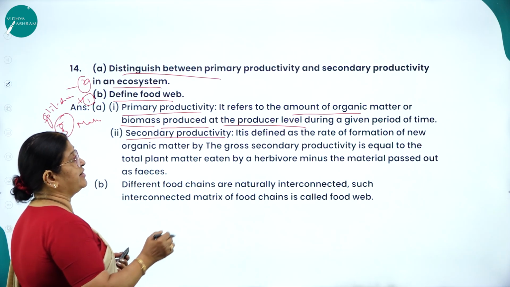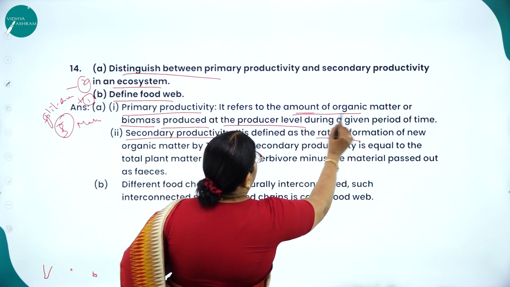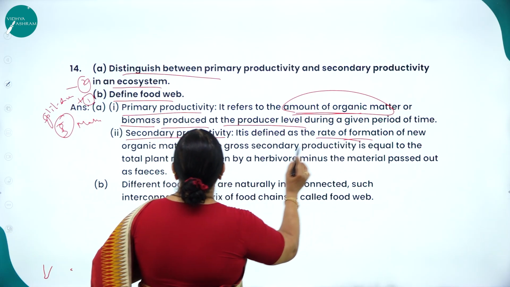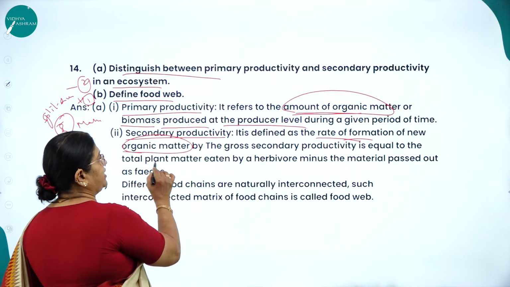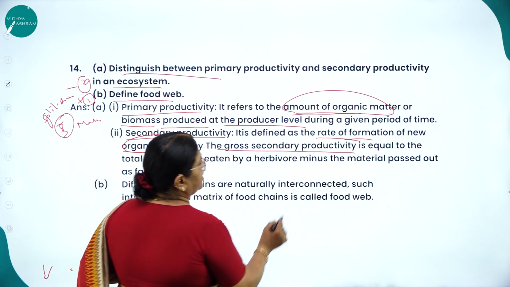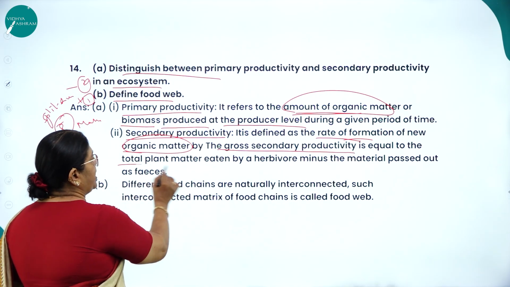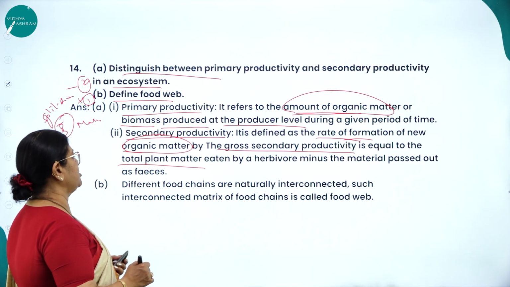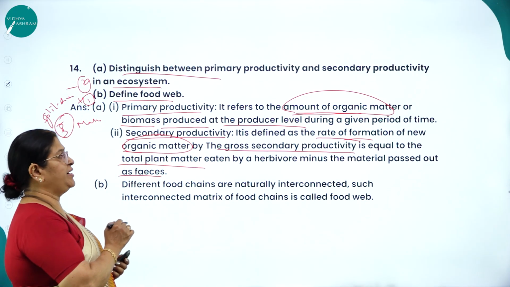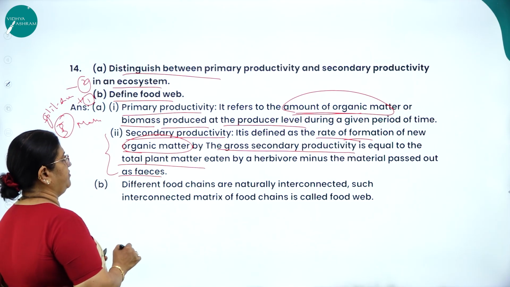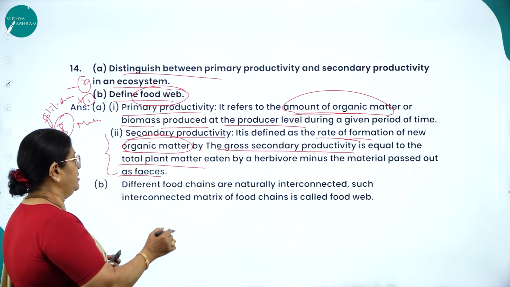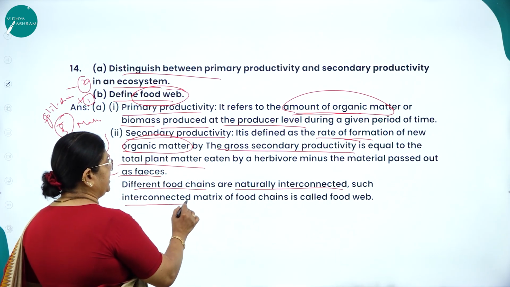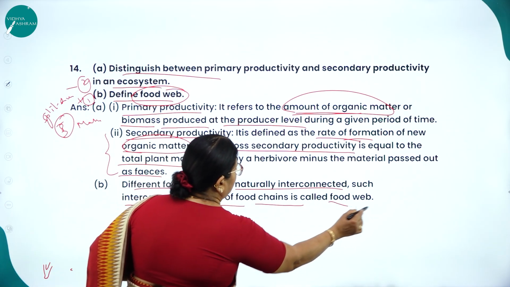Then what is secondary productivity? It is defined as the rate of formation of new organic matter by consumers. Gross secondary productivity is equal to the total plant matter eaten by a herbivore minus the material passed out as feces, fecal matter. So this is the secondary productivity. Define food web. Different food chains are naturally interconnected. Such an interconnected matrix of food chains is called what?